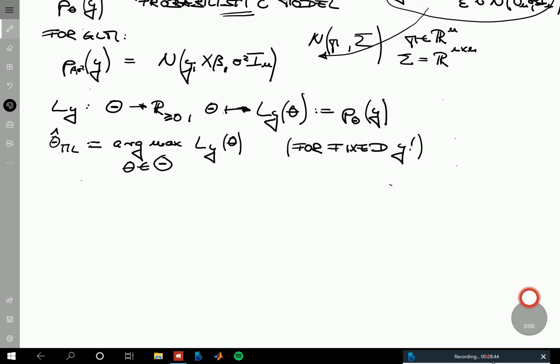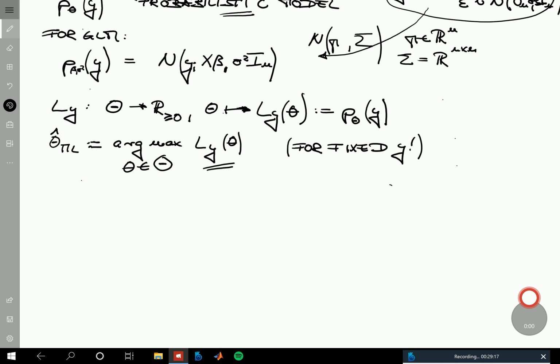Other questions about this so far? No. So that's the maximum likelihood estimate, and what this then means is that one needs to somehow work with this function and find a way to maximize it.